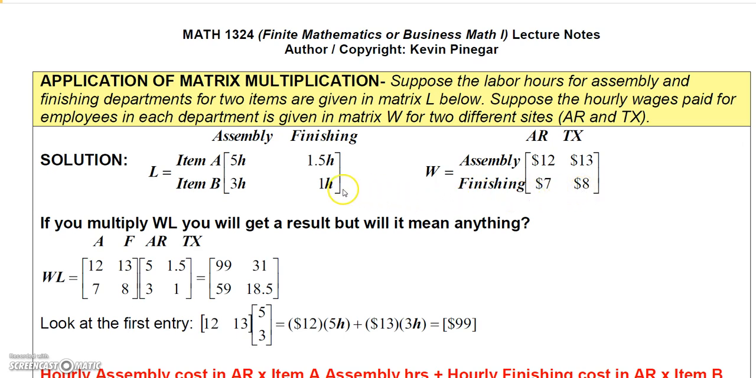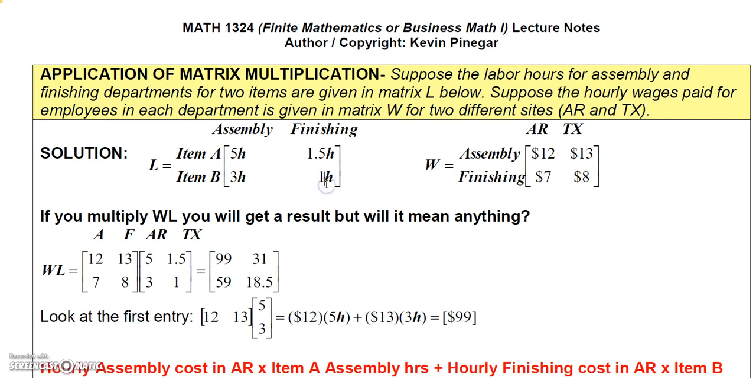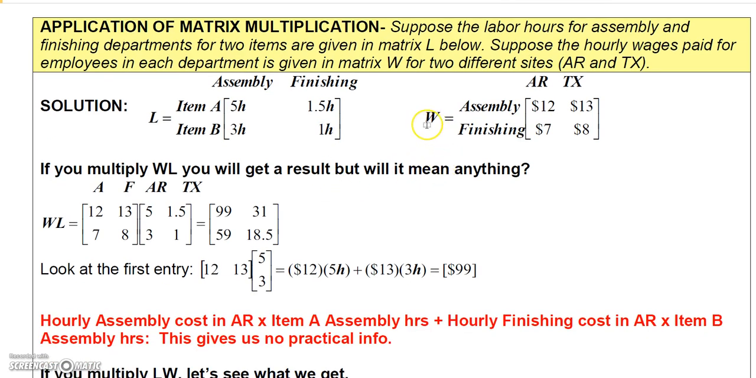Now what's interesting here is if you multiply these two matrices together in one direction, they don't give you anything helpful, but if you multiply them in another direction, they do. So let's say I multiply matrix W times matrix L. Alright, let's take a look at what happens. I'll let you do the multiplication and just show that the result would be 99, 31, 59, and 18.5. But let's just take a look at the first entry, 99.